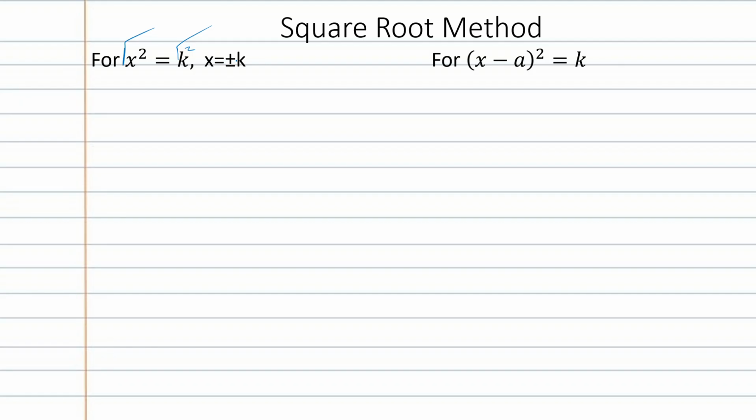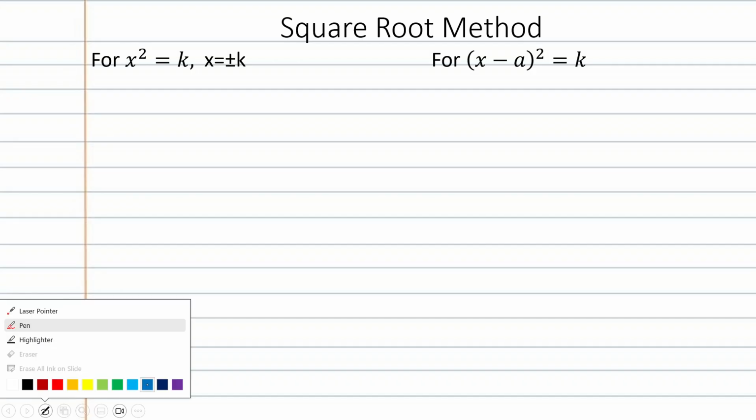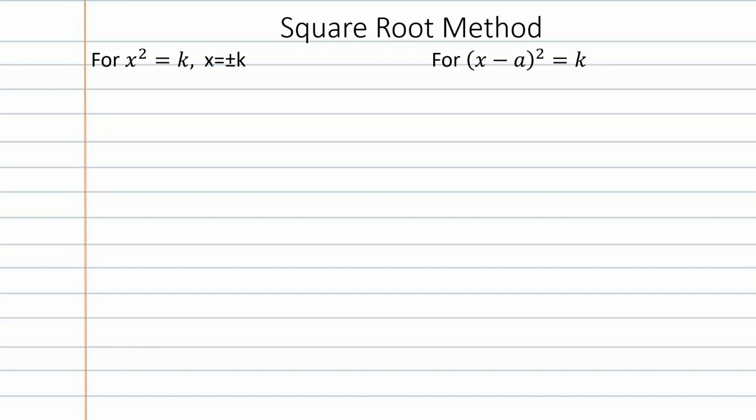So, let's do it like this. I had a typo in this lecture, how about that? So, x squared equals k, then x equals plus or minus the square root of k. Okay. Sometimes the square root function doesn't pick up when I try to type it into PowerPoint. That's probably what happened there. I'll have to go back and fix it.